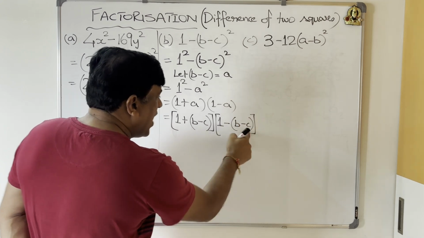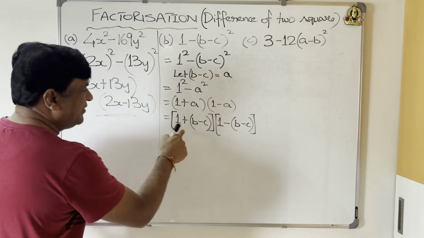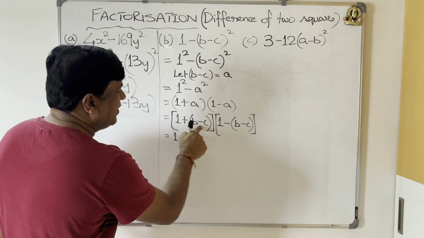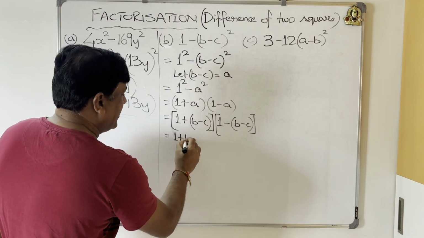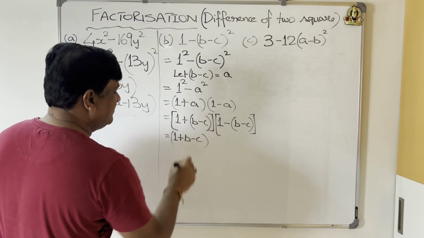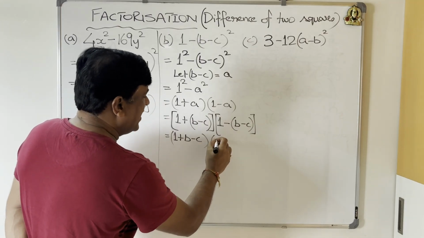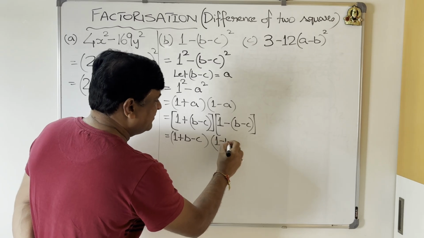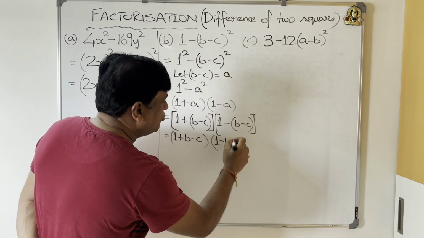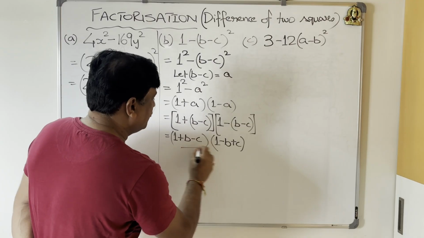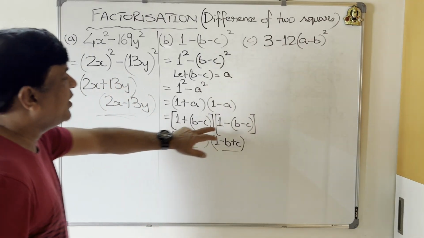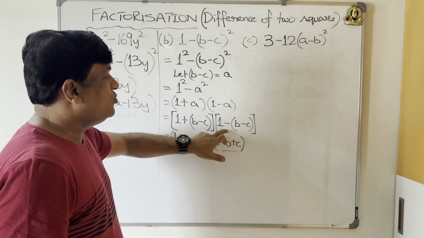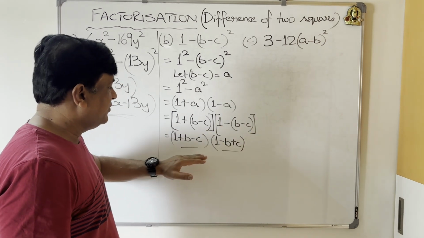Why did I put the bracket? You'll understand now. When I open the bracket with a plus, nothing changes. It remains as is. But here I'm opening the bracket with a minus. It will become minus b, and minus into minus will become plus c. So these are the two factors. Don't try to put it directly as 1 minus b minus c. That's the wrong answer. So this is how you need to do it.